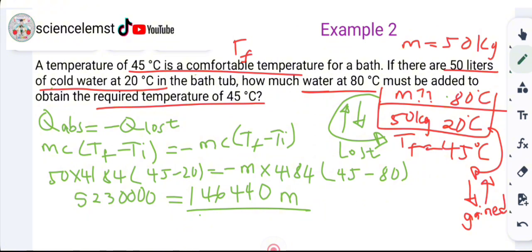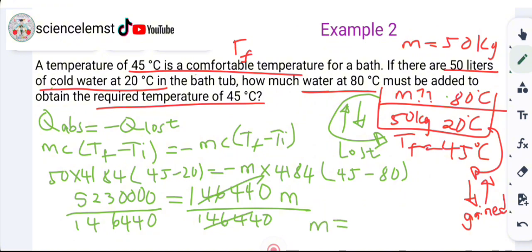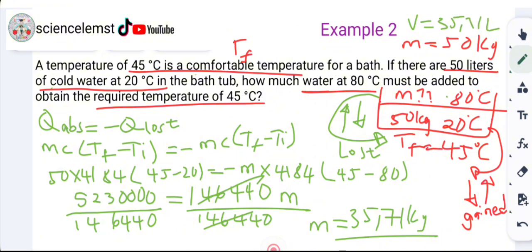So we're going to divide both sides by 146,440. Cancel, and I'm left with m equals 35.71 kilograms. If you want to express it in liters, it will still be fine. So that means how much will I have in liters? The volume will be 35.71 liters.